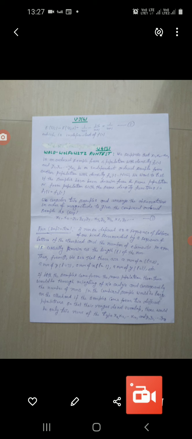Let X1, X2, up to Xm be a random sample drawn from the population with continuous CDF Fx(.), and Y1, Y2, and so on up to Yn be another random sample from the population with continuous CDF Fy(.).